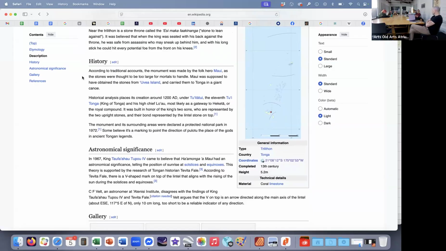So what is special about that date, 1200? Approximate date of the voyage to Aotearoa. Yeah, that's about the date that the iwi went to Aotearoa. There had been people there before that, but that was the first concerted effort to really migrate there, right? Big voyages, right? So it was seen as a gateway to Heketā, or the royal compound, and so on.